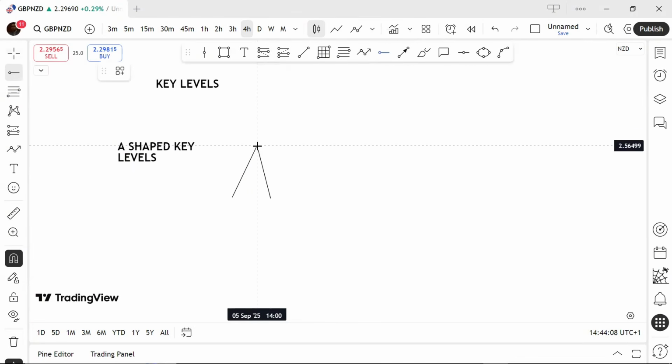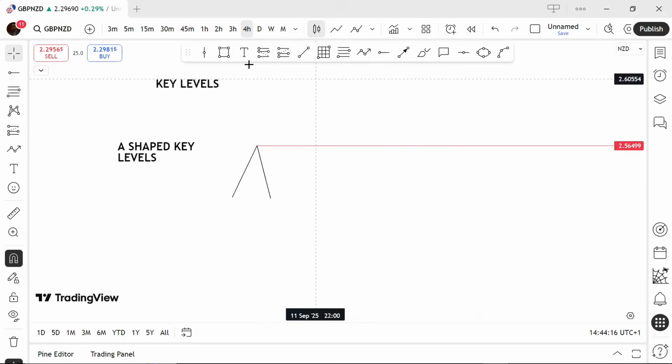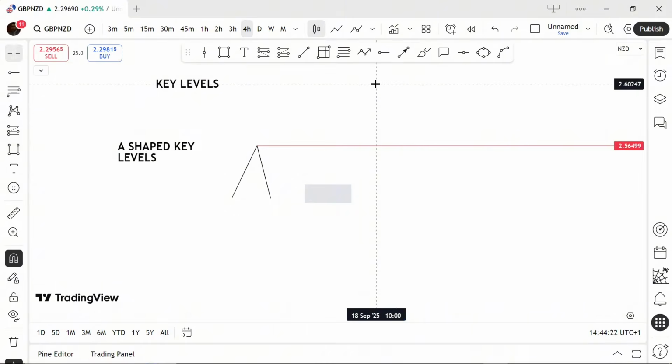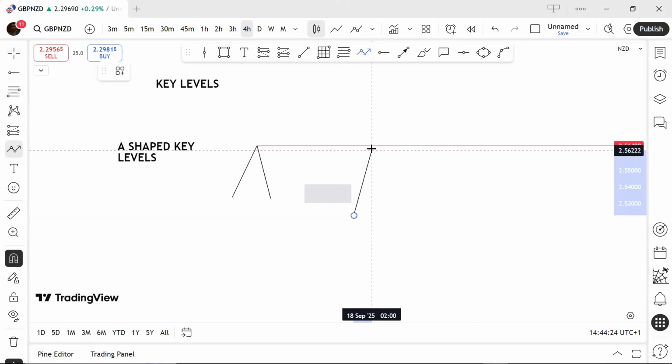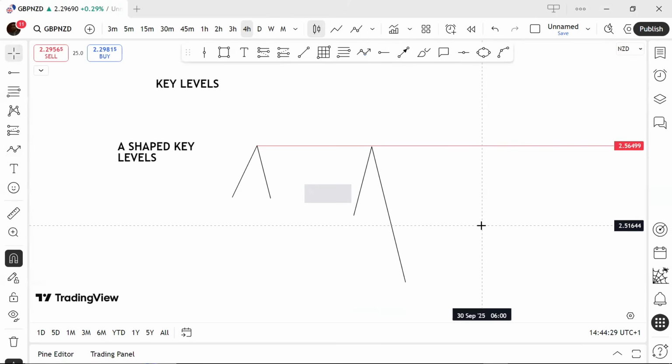The A-shaped key levels are specific levels in the market where we expect sales to occur. That is, we expect price to run into it, tap it, and start selling to the downside. That's all about the A-shaped key level.